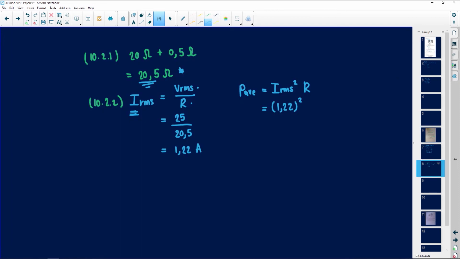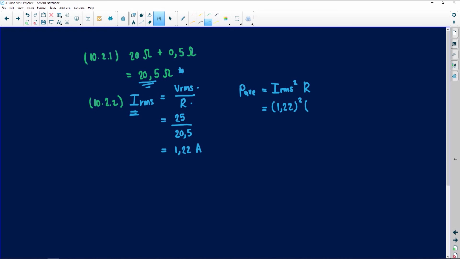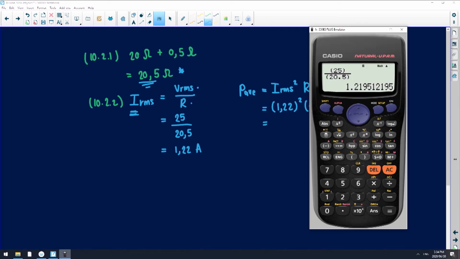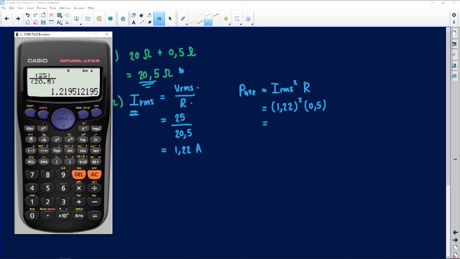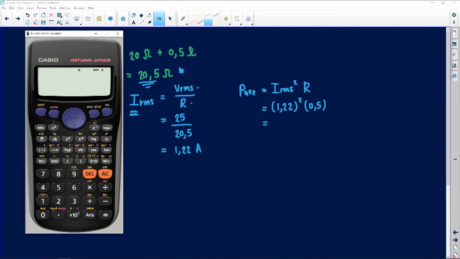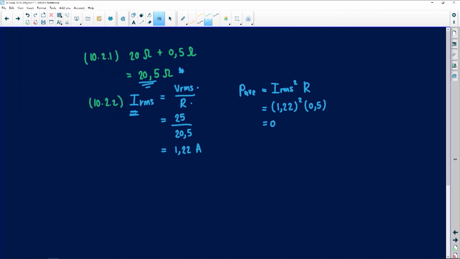So for this resistor, I'm going to use the resistance of the wire, which is 0.5, to find out how much power this wire is actually using. I know though that the current will go through because it's actually a series connection. So I'm going to have 1.22 squared, and then 0.5, because I want to find the power for the resistance first. So I'm going to get 0.74. The 4 is less than 5, so it will not change this 4 into a 5. So 0.74. And when you talk about power, it needs an SI unit. It is a capital W.